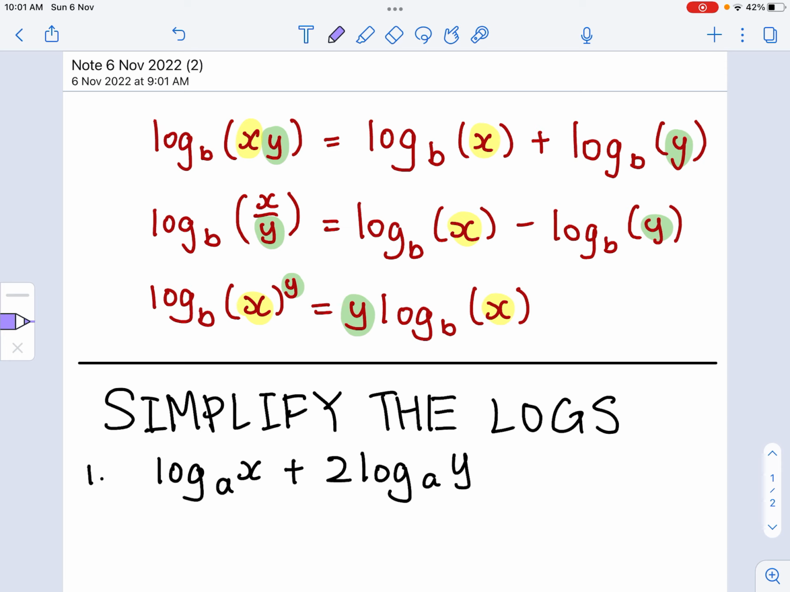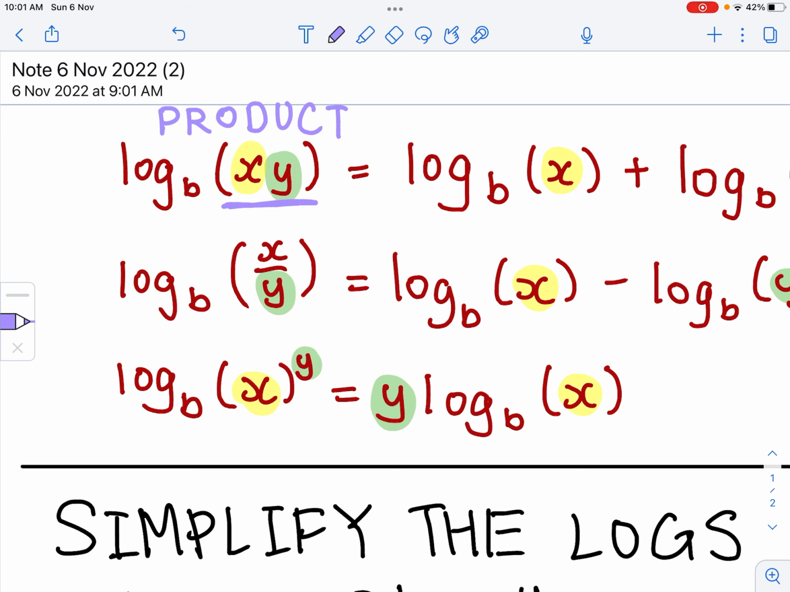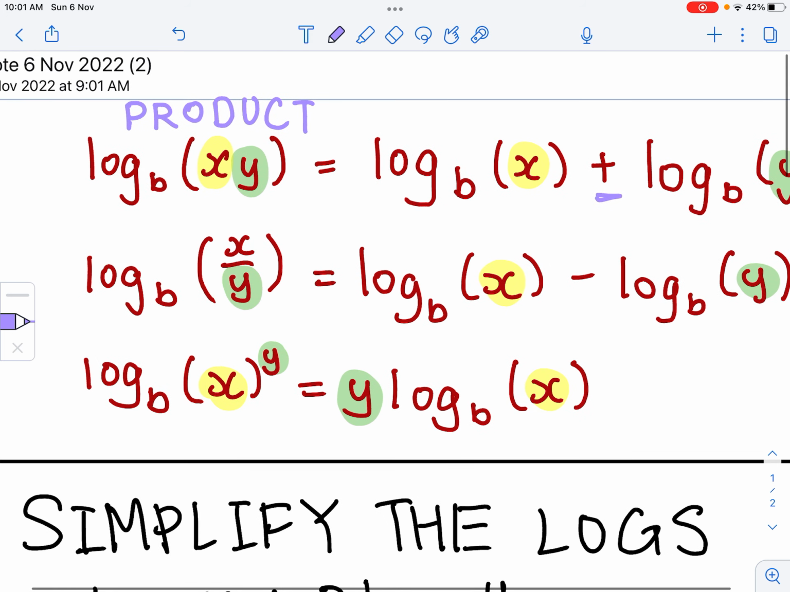So before we get started, let's first identify the three types of properties. The first one is called the product property. What that means is if you see log b of x times y, then that means it is log b x plus log b y. Now that's the product property.